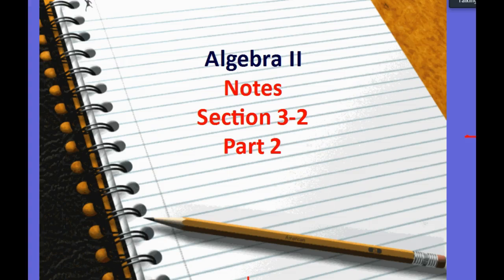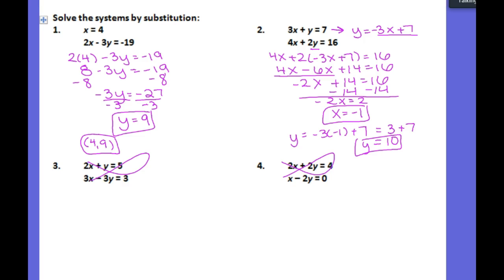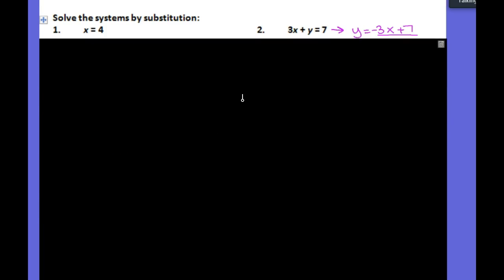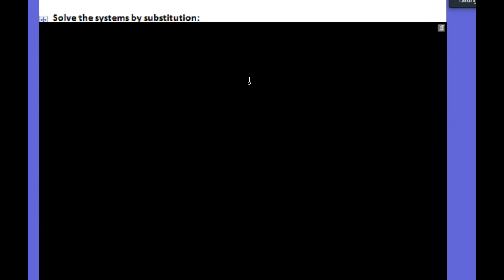Like I said, we are looking at 3-2, day 2. Today we are focusing on something called the elimination method. So go ahead and complete the 4 warm-up problems at the top of that page.